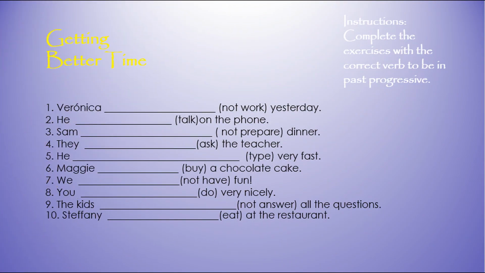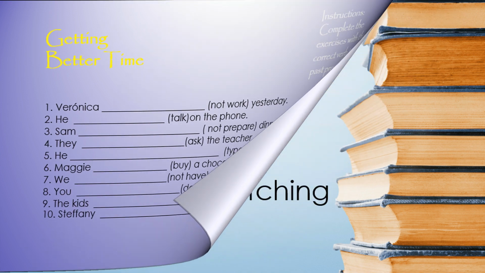Ready to get better? We have pretty much the same practice as the previous one. You just need to add the past of be and put the verb in parentheses in the correct form. I will help you with the first one, of course. Veronica, not work right now. The verb be is was because we're talking about one person only, and the present participle of work is working. Therefore, Veronica wasn't working. Finish the rest of them to truly understand today's class.